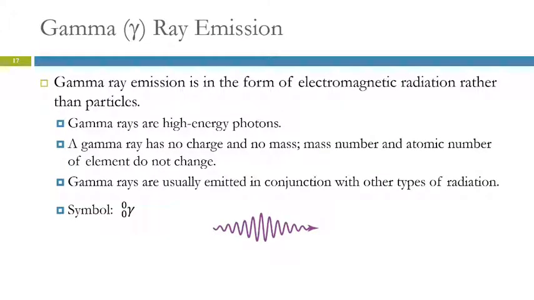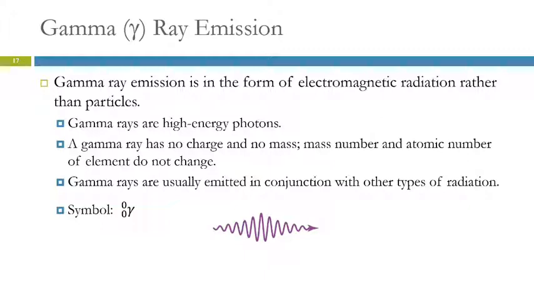So the third form we'll talk about is gamma ray emission. And as the name suggests, these are rays, not particles. It's a form of electromagnetic radiation. If you remember from Chem 1A, at the high energy end of the electromagnetic spectrum is gamma rays. So they are high energy photons.